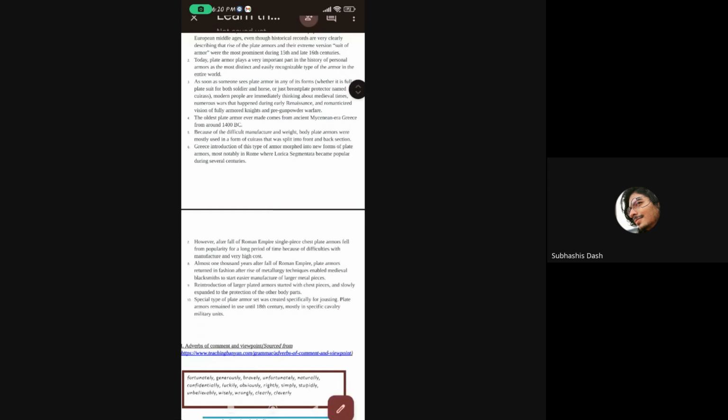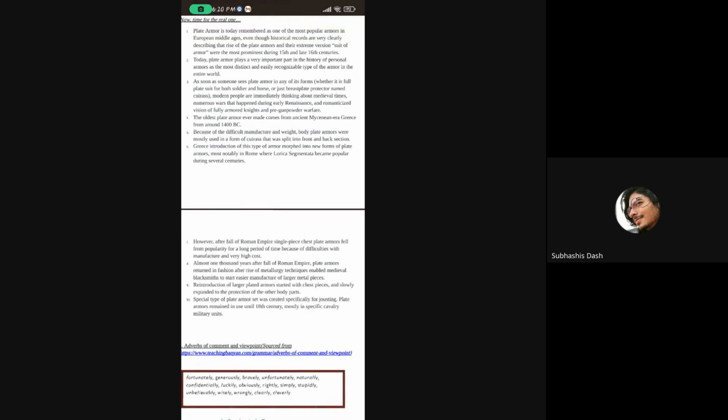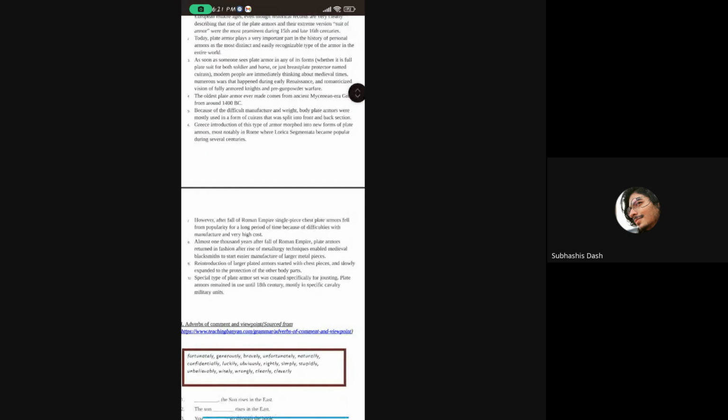So early, late, these are all examples of words that can be used both as adverbs and adjectives. You need to be careful of how they're used in a sentence to figure out whether it's an adverb or an adjective. So apply that concept and figure out if they're used as adjectives or adverbs. Now the last one: "vision of fully armored knights and pre-gunpowder warfare." Fully, yes.